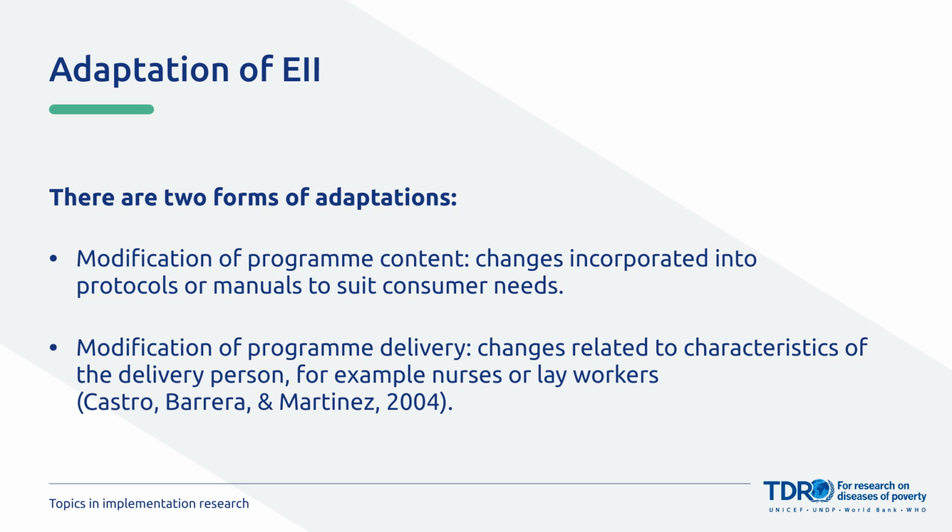Because fidelity is so important for program effectiveness, adaptations are often considered a threat to fidelity, even though they may promote effectiveness by enhancing the fit between the evidence-informed intervention and a new context. Adaptations are an important aspect of implementation, because it is rare that an evidence-informed intervention will be the perfect fit for a given context without some modification.